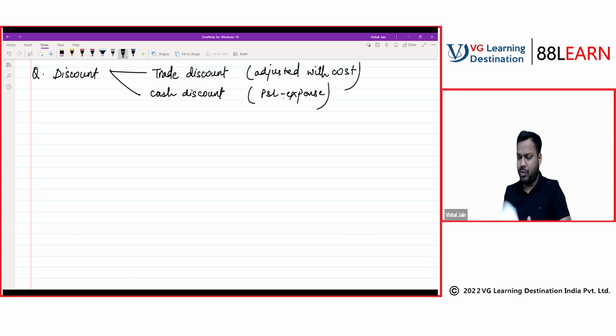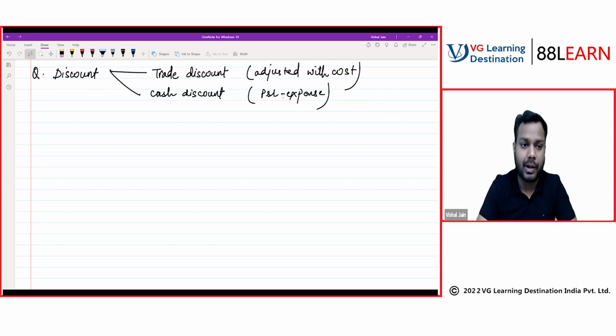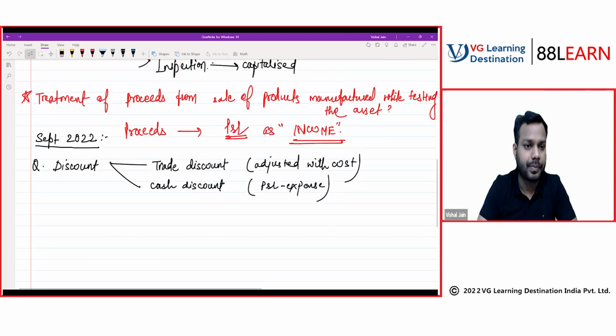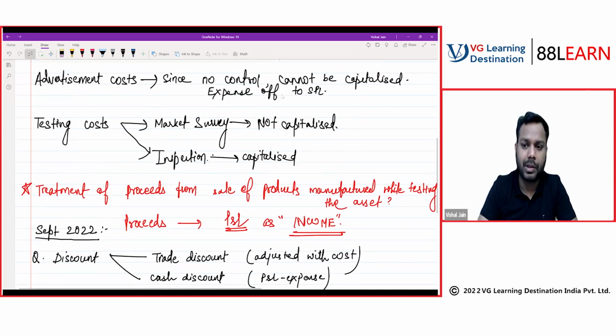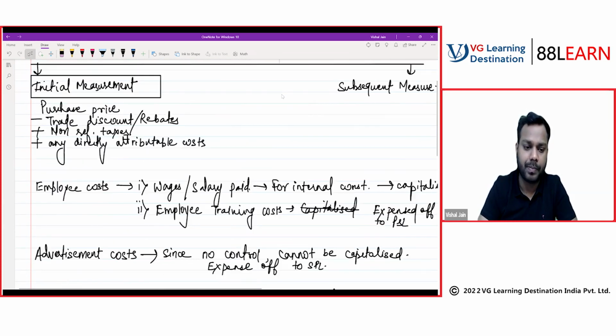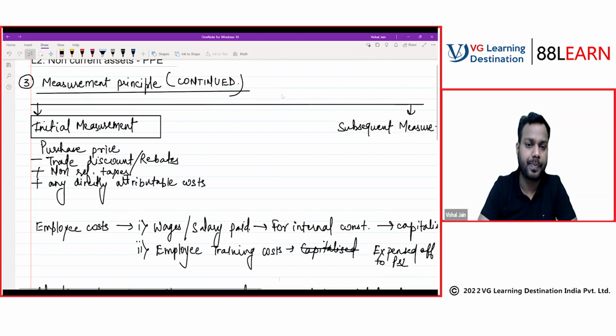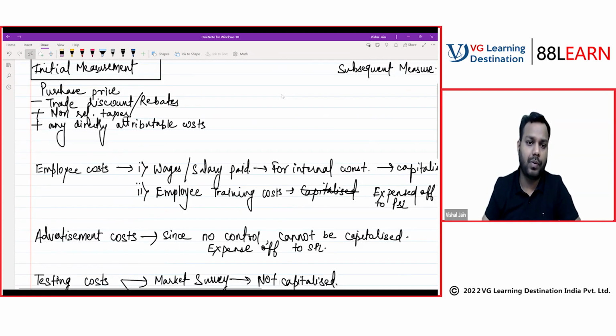For initial measurement, there are no questions. Let me start subsequent measurement. Guys, tell me, can I start with subsequent measurement now? Okay, fair enough. Let me start that. So point number 3, I start with point number 4. Point number 4.